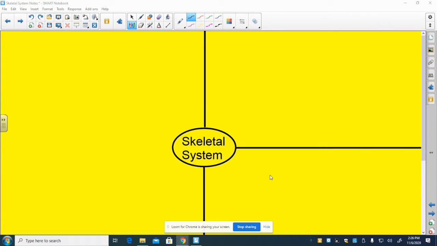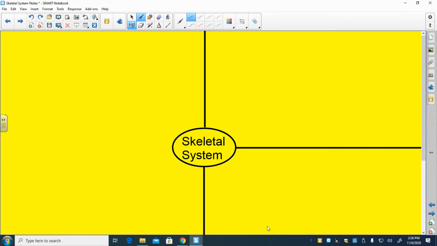Hey guys, Mr. Rickahoff here, and today I'm going to introduce the skeletal system. And I want you to get your science notebook out and get your page set up like this. I know typically when we are doing some notes that we have our page split up like this with 4 sections, but today we do not want 4 sections. Today we just need 3.